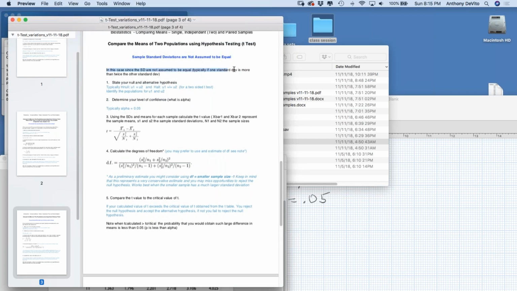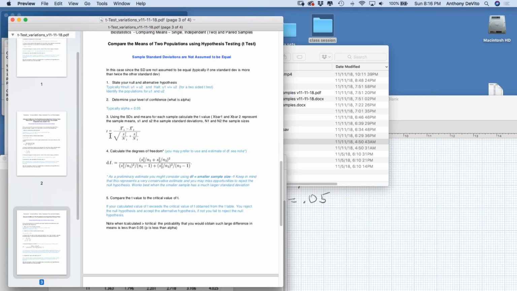If equal variances are not assumed, for instance, if the standard deviation of one group had been 32, and the other, instead of, I think, around 45 or 42, it had been 75, one would have been more than double the other. So you would not assume the standard deviations, the variability, to be equal. So you would use this formula to calculate t instead.